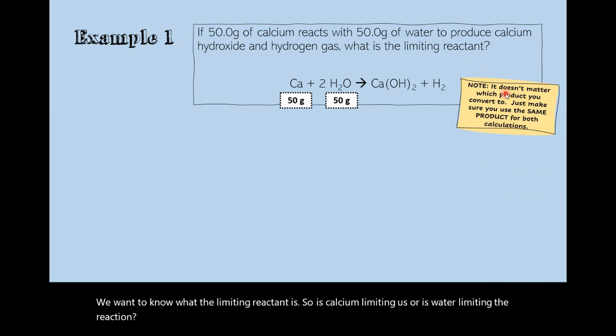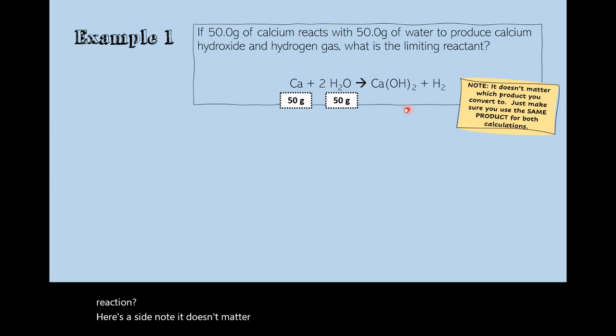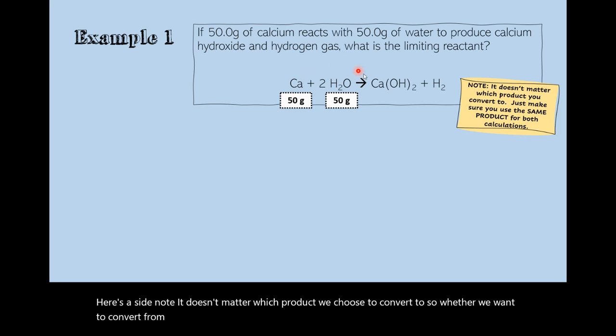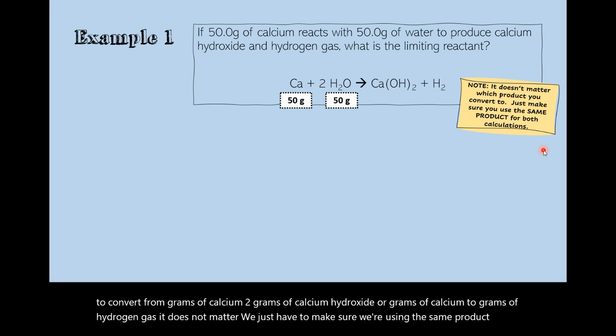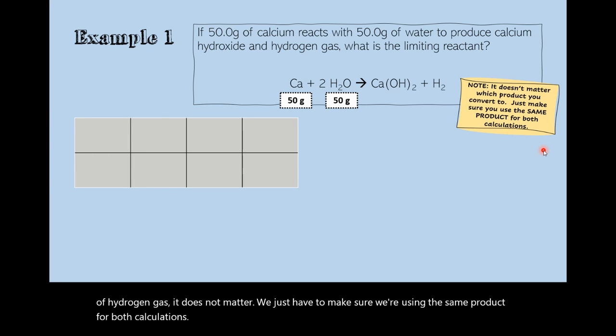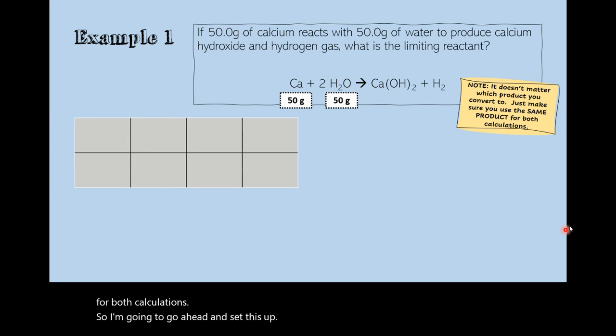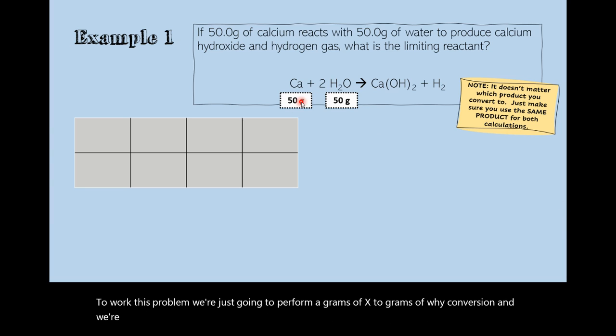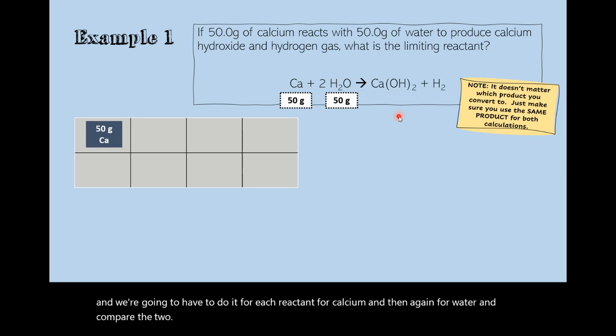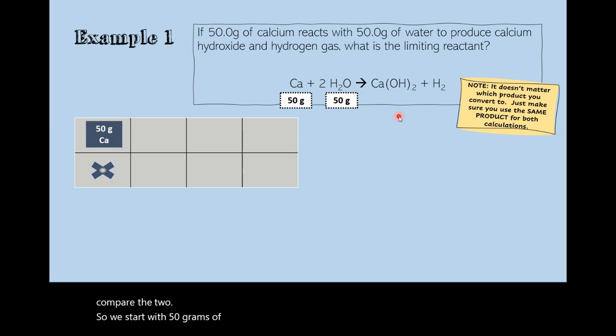Now, here's a side note. It doesn't matter which product we choose to convert to. So whether we want to convert from grams of calcium to grams of calcium hydroxide or grams of calcium to grams of hydrogen gas, it does not matter. We just have to make sure we're using the same product for both calculations. So I'm going to go ahead and set this up. To work this problem, we are just going to perform a grams of X to grams of Y conversion. And we're going to have to do it for each reactant, for calcium and then again for water, and compare the two. So we start with 50 grams of calcium, and we don't use this bottom section.